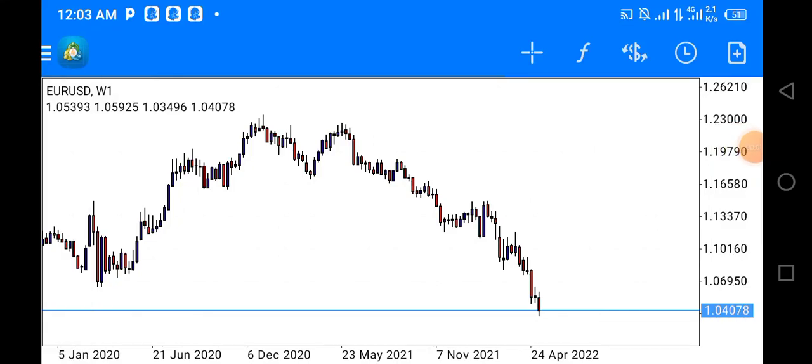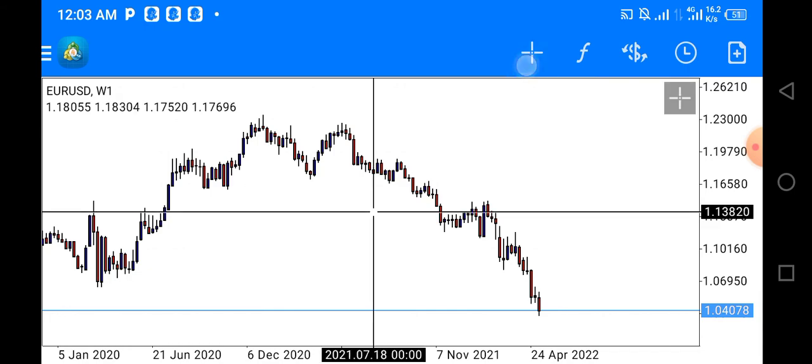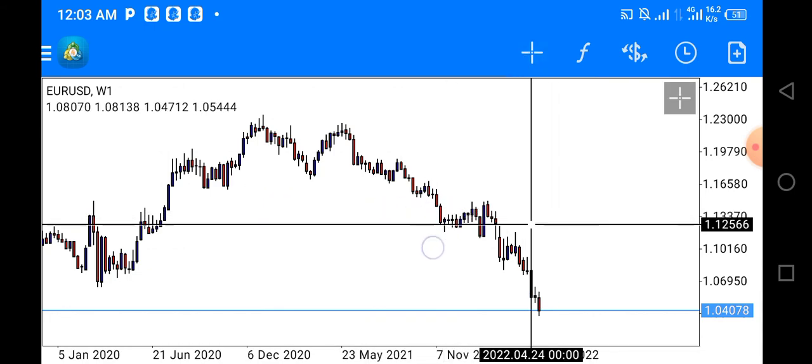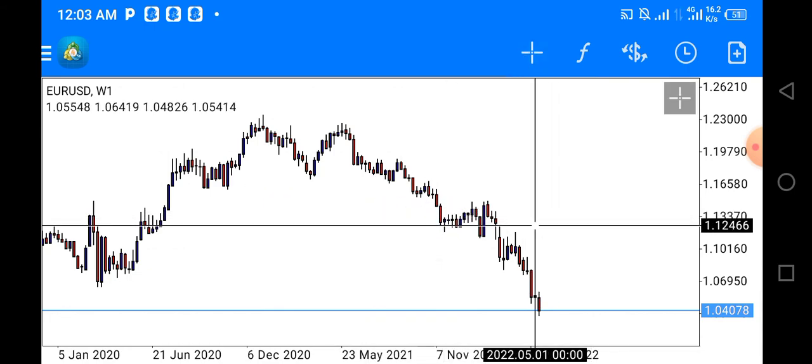Here is my take on Euro USD. Looking at the weekly time frame, everything looks bearish. The trend is still bearish on the weekly time frame. But like I always tell you guys, the trend can change anytime.